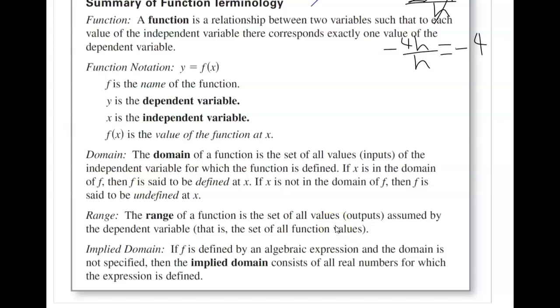We have x is the independent variable, and y is the dependent variable. That would not always be the case, but for this class it will be. Now, all the set of independent variables or inputs, it's called the domain, and all the set of dependent variables, it's called the range or the outputs. So this is the end of the video.